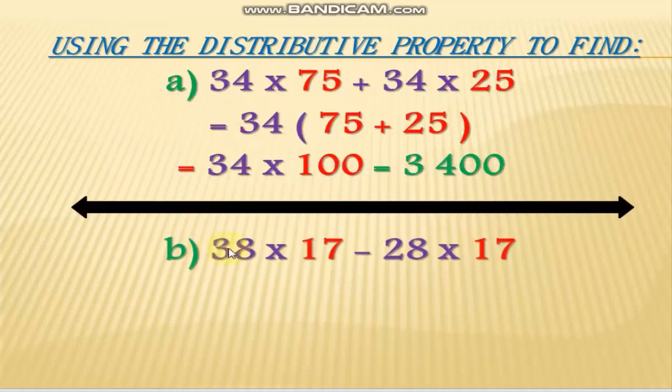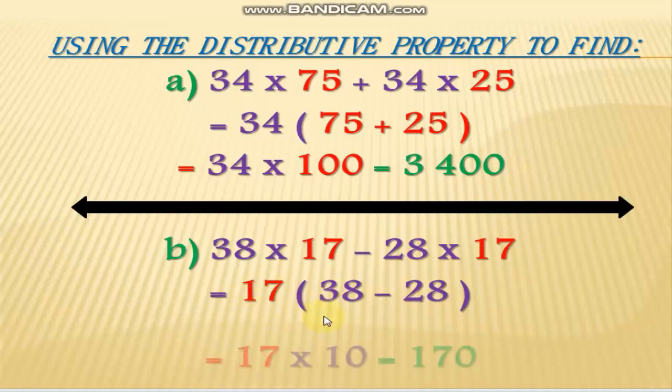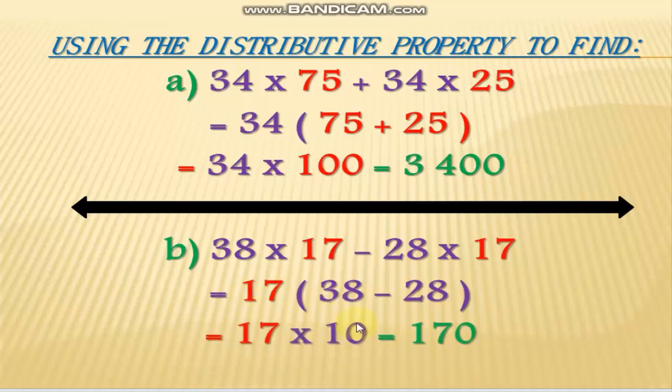Letter B. 38 times 17 minus 28 times 17. We will take the common factor. The common factor here is number 17. We will take it and put 38 minus 28 between brackets. 38 minus 28 equals 10. So 17 times 10 equals 170.